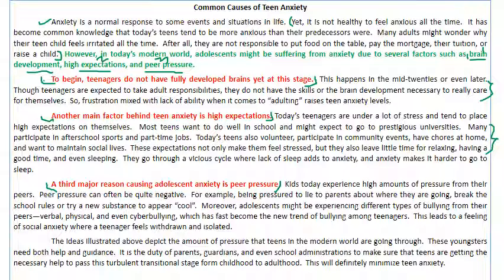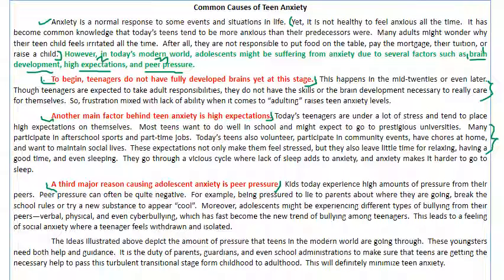Your bully is most probably a peer of yours, someone in your class or in your age group. Bullying could be verbal, physical, and of course the trend, cyberbullying among teenagers. This leads to a feeling of social anxiety where teenagers would feel withdrawn and isolated.